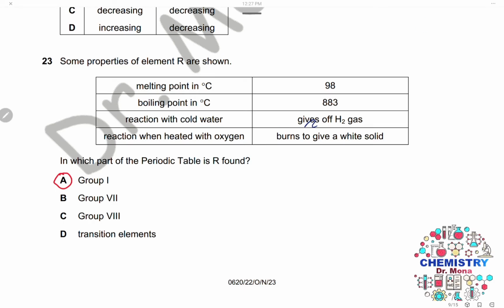Here R can react with cold water, so it is an element of group 1 and it gives a white solid, so of course it's an element from group 1. Group 7 and group 8 cannot react with cold water, and transition elements cannot react with cold water, and when burned with oxygen they will not give a white solid. And of course transition elements have much higher boiling points and melting points than group 1, so the answer is A.